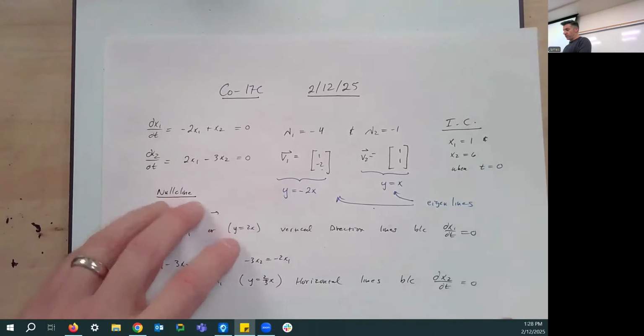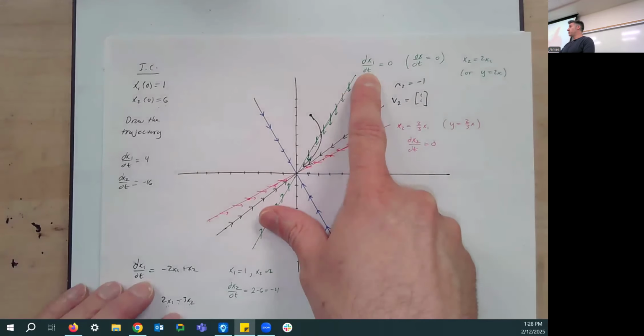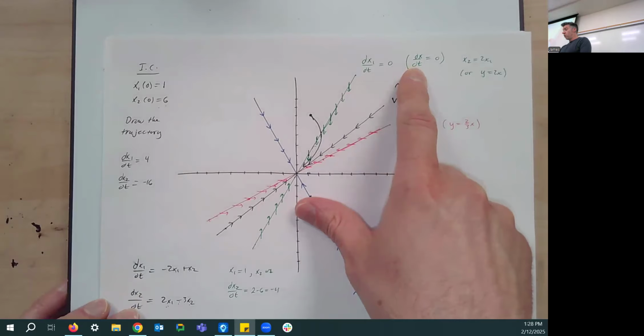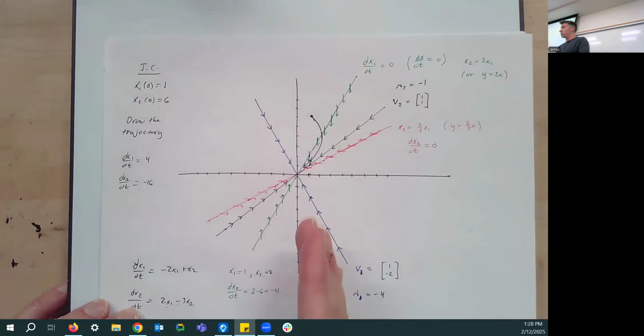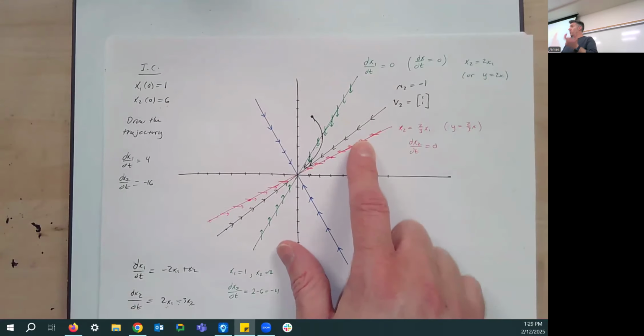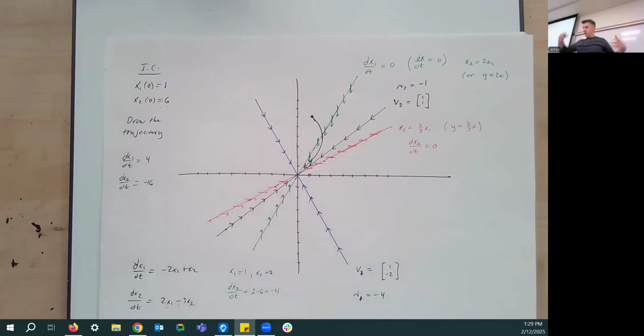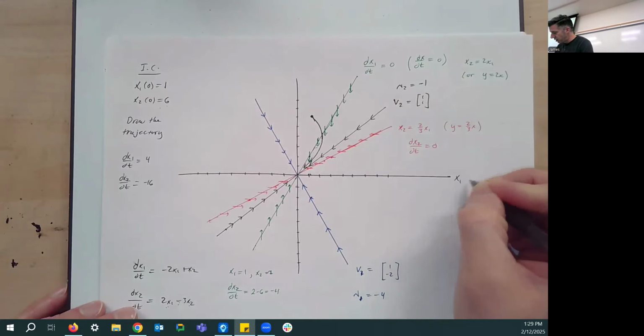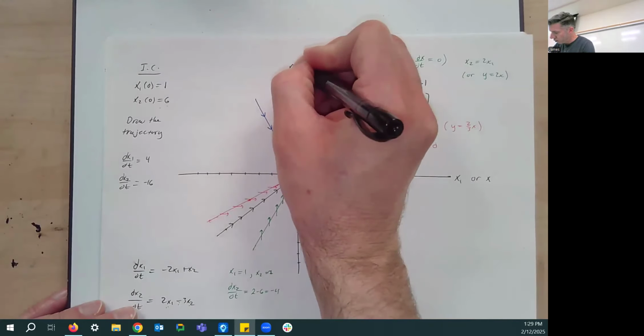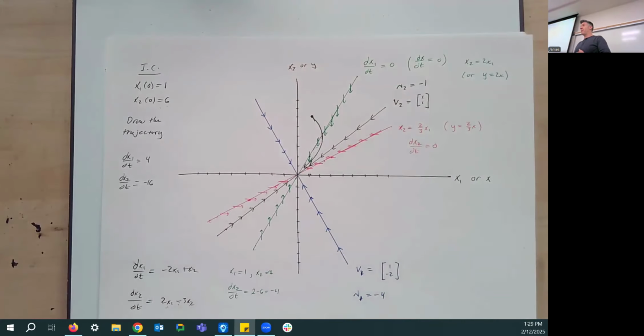So that's why for this first null line in green, where dx1 dt is equal to 0, or if you prefer dx dt is equal to 0, there's no horizontal change, it's all vertical change. In the same way, for the red one, setting dx2 dt equal to 0 or dy dt equal to 0 means there's no change in the y direction. And maybe it'd be better if I labeled my axes here. This is x1 or x, this is x2 or y, right? For this red one here, there can't be any change in the y direction, so all the change is purely horizontal. Which is why we care about the null lines, because they help us identify how this graph is looking. Yeah, very good question.